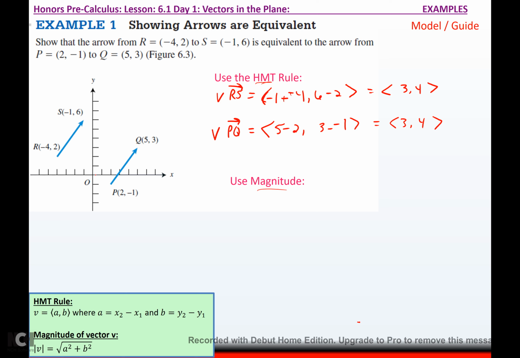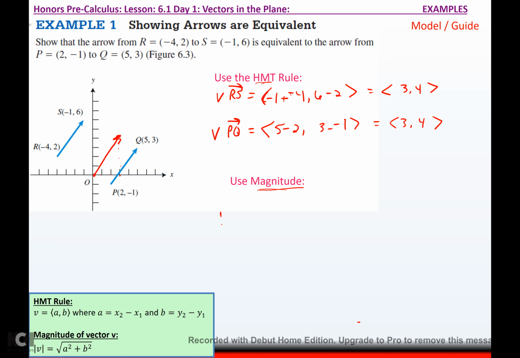If I positioned both of these at the origin, 2, 3, 1, 2, 3, 4, they would both be right here. Okay, and that shows that they are equal. They have the same direction and the same length. Well, this shows me they have the same direction. The magnitude will show me they have the same length.